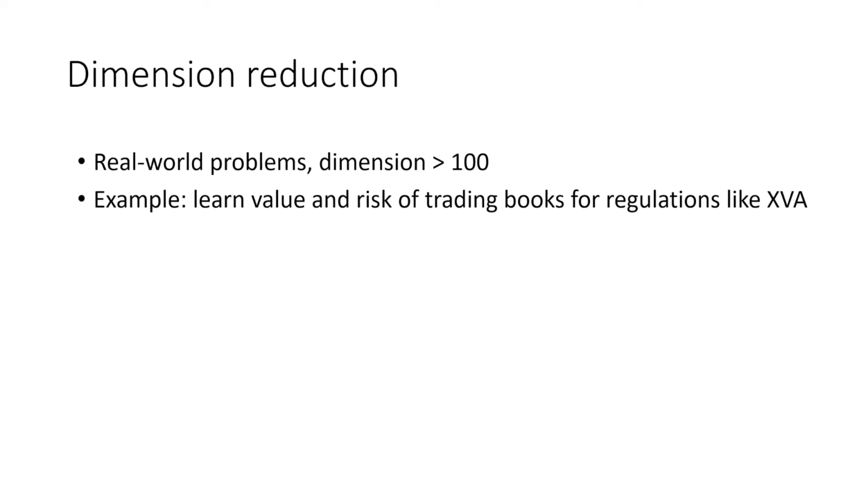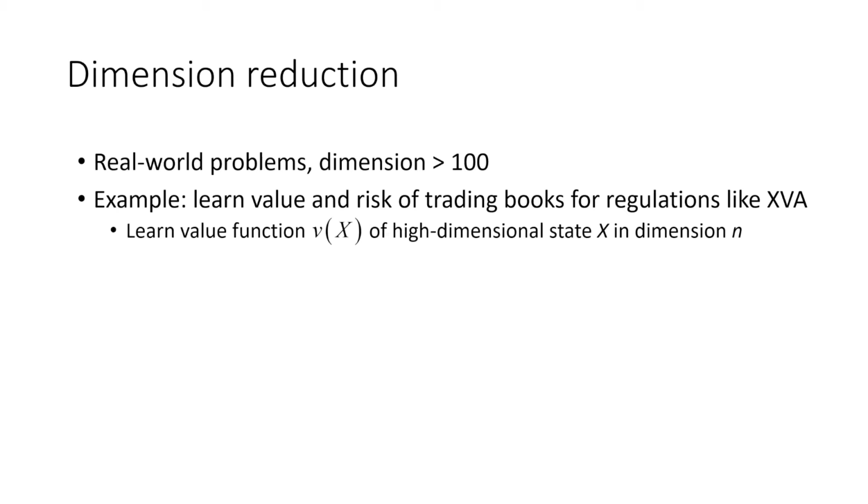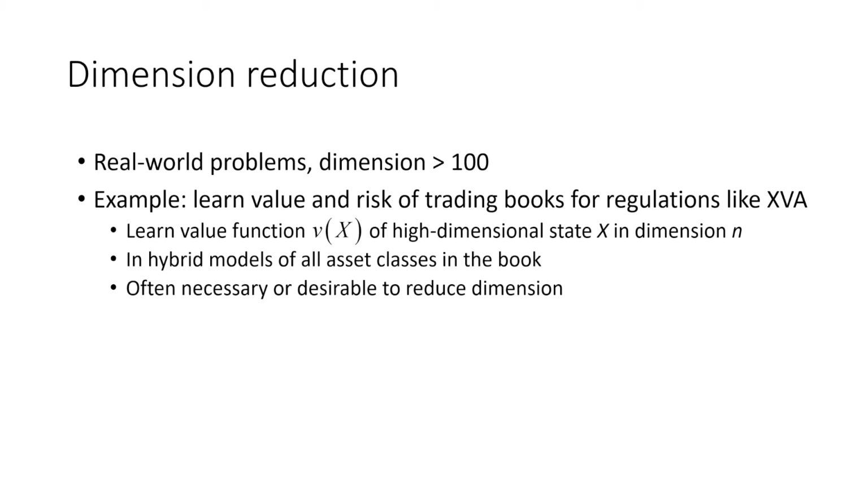Another example is learning the value and risk of netting sets or trading books for regulations like XVA, CCR, or FRTB. This can be seen as an extension of least square Monte-Carlo, where the value of a trading book is learned by regression or otherwise as a function of a high-dimensional state simulated in a hybrid model of all relevant asset classes. It is often necessary to reduce dimension, for example, for regression. Or it is desirable, for example, for neural networks, which learn much faster and more reliably in lower dimension.